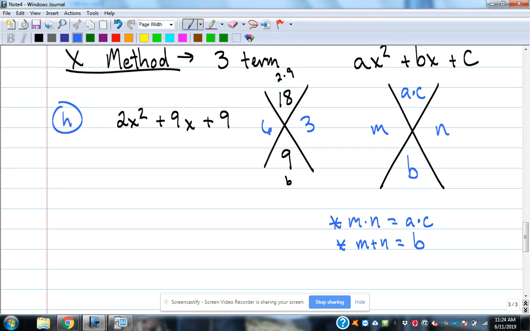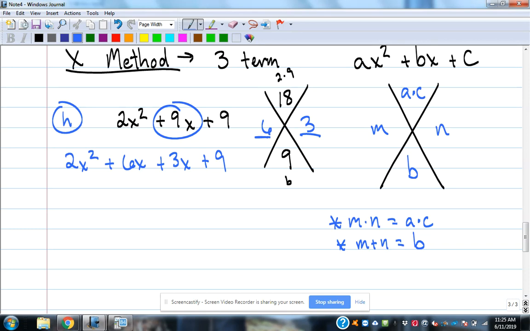Now, here's the beautiful thing about the x method. We take this problem and we turn it into a grouping problem. So I'm going to take 2x squared, and instead of putting 9x in there, I'm going to put 6x plus 3x. I'm replacing b with my pieces from the side of my x. You're going to replace the middle term with the two pieces you found in your x. Okay? So that we can do grouping then.